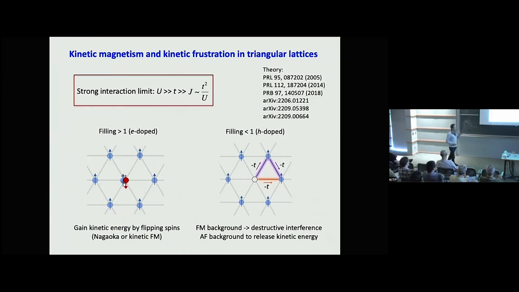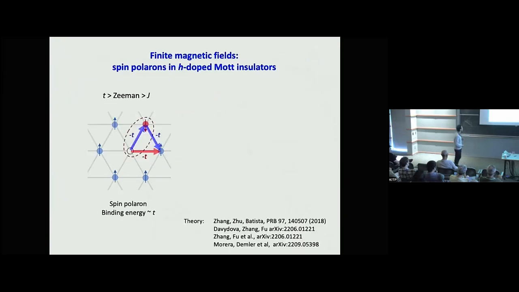So in order to reduce this kind of destructive interference, so that the hole can gain more kinetic energy, it's better to have an antiferromagnetic background, so that these two paths can be distinguished, the interference effect can be reduced, and the kinetic energy of the hole can be released, right? So to gain kinetic energy, it's better to have antiferromagnetism. You can sort of think of it as kinetic antiferromagnetism for the hole-doped case. It's totally in contrast to the electron case. All right, so that's at zero magnetic field.